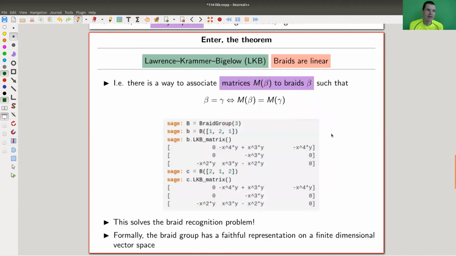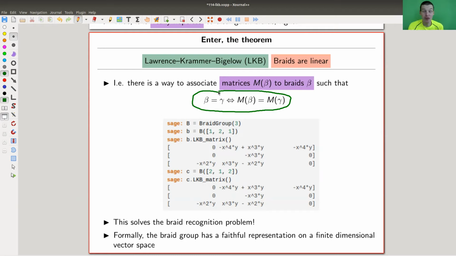But it turns out, and this is where the LKB representation comes in, that braids are linear. That's the following idea. As I said, the representation itself goes back to Lawrence, and then Krammer and Bigelow showed the linearity. There's a way to associate a matrix to a braid. That's already fantastic because a matrix is so much easier than a braid. And you can check the following: two braids are the same if and only if the matrices are the same. So you have reduced the problem, which looked very hard, of distinguishing braids, to checking whether two matrices are the same.